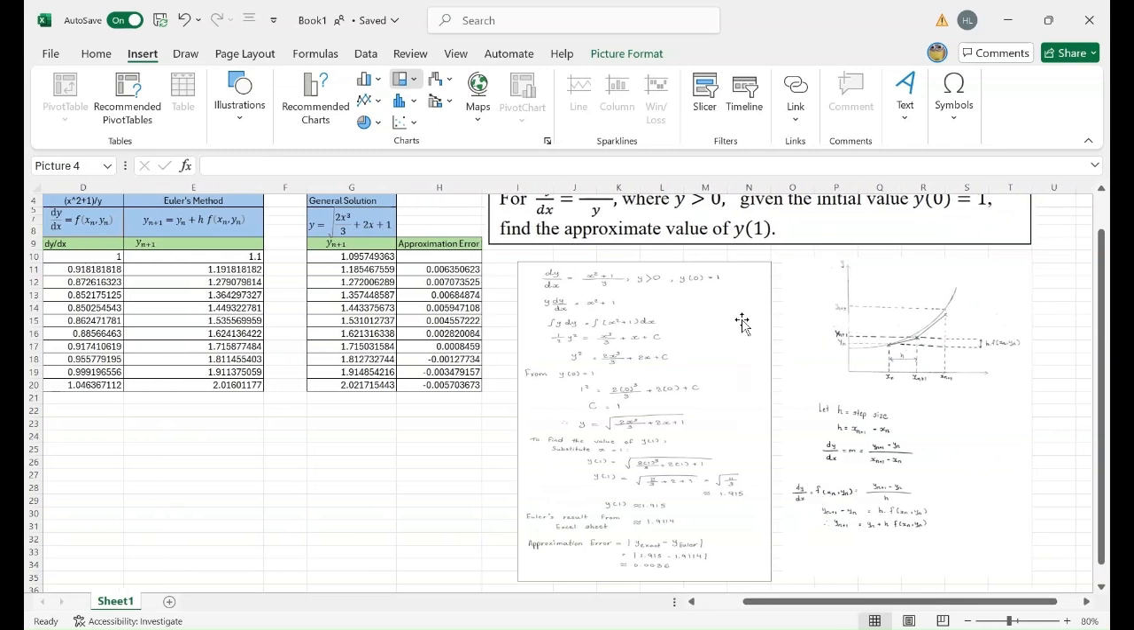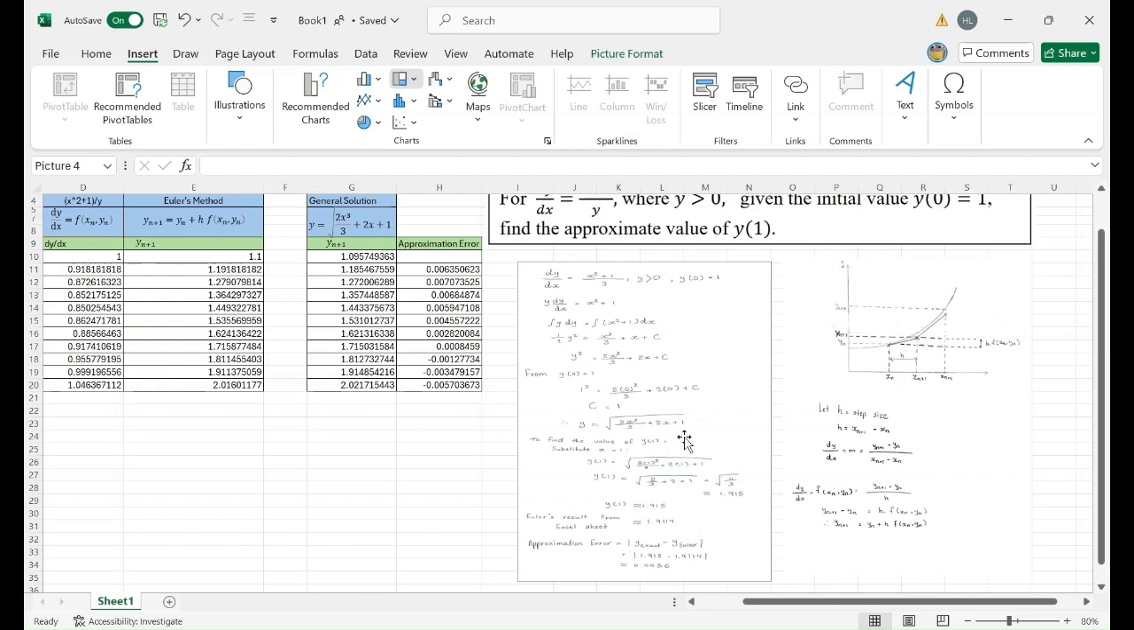Then I also use the general solution to find the exact value of y at x equals 1. Starting with the differential equation dy by dx equals x squared plus 1 divided by y, I solve it by integrating both sides. This gave me the equation y equals the square root of 2 times (x cubed over 3 plus x) plus c. To find the constant c, I substitute the initial condition y equals 1 when x equals 0. Solving that, I found that c equals 1.